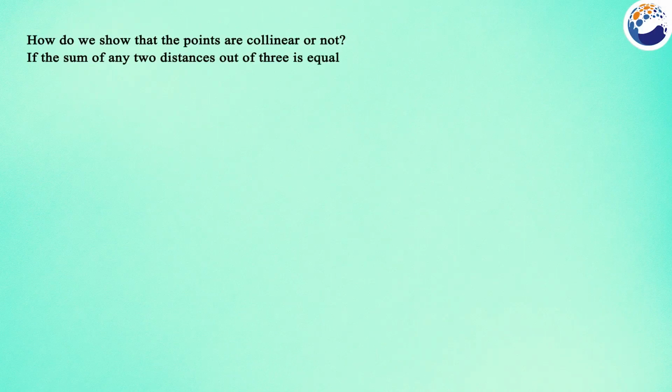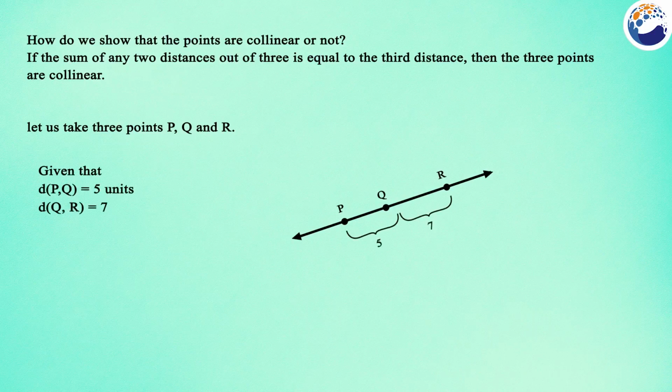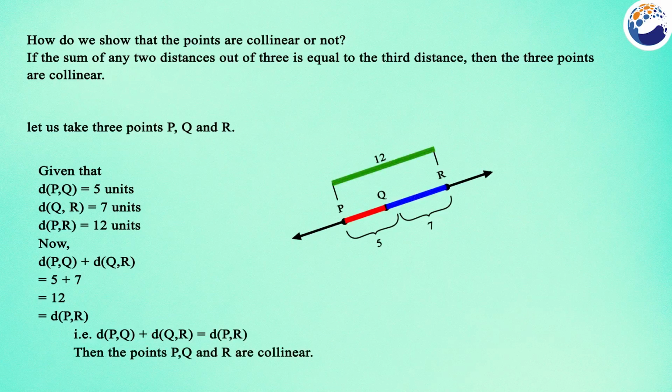How do we show that the points are collinear or not? If the sum of any 2 distances out of 3 is equal to the third distance, then the 3 points are collinear. For that, let us take 3 points P, Q and R. Given that distances PQ is equal to 5 units, QR is equal to 7 units and PR is equal to 12 units. Now, distance PQ plus distance QR is equal to 5 plus 7, which is equal to 12, that is distance of PR. Therefore, distance PQ plus distance QR is equal to distance PR. Then the points P, Q and R are collinear.